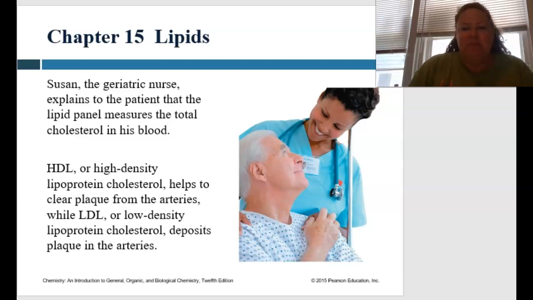What is total cholesterol? Well, HDL, or high-density lipoprotein cholesterol, this is the good stuff, and it helps to clear plaque from the arteries. While LDL, or low-density lipoprotein cholesterol, this is the bad stuff, and this is what deposits the plaque in the arteries.